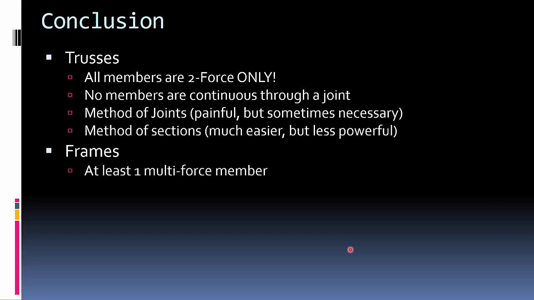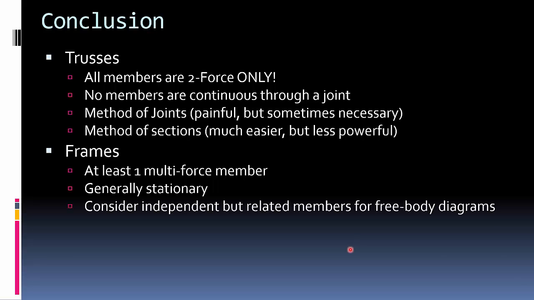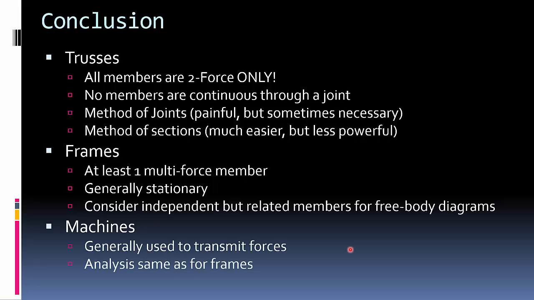Okay, frames. What do we know about frames? At least one multi-force member. They're generally stationary, which is the difference between a frame and a machine, right? And when you analyze them, you consider independent but related members for free body diagrams. And lastly, we have machines. So generally we're using them to transmit forces, but the analysis is the same as for frames. As far as the analysis goes, frames, machines, same thing.